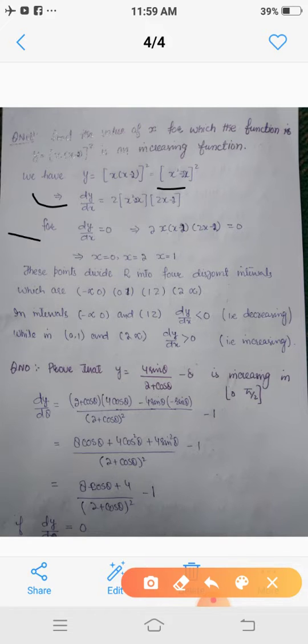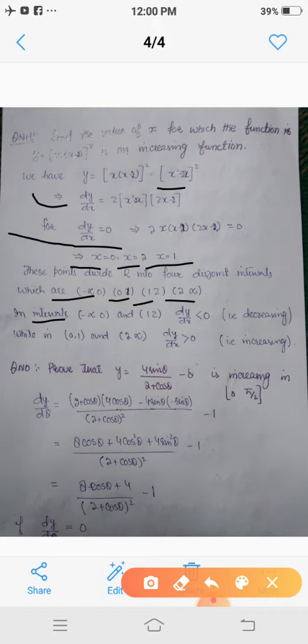Now for stationary points, dy by dx is 0, which implies that 2 into (x square minus 2x) into (2x minus 2) is 0. Since 2 is not equal to 0, its roots are given by x equals 0, x equals 2 and x equals 1. Now these 3 points divide the entire set of real numbers into 4 disjoint intervals, that is minus infinity to 0, 0 to 1, 1 to 2 and 2 to infinity. Now we will check the sign of this derivative, dy by dx, in these 4 intervals.